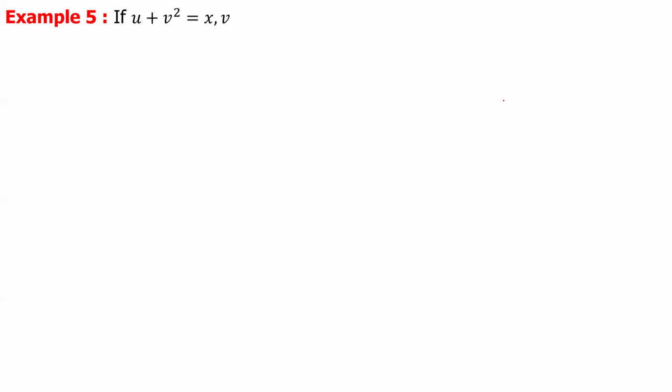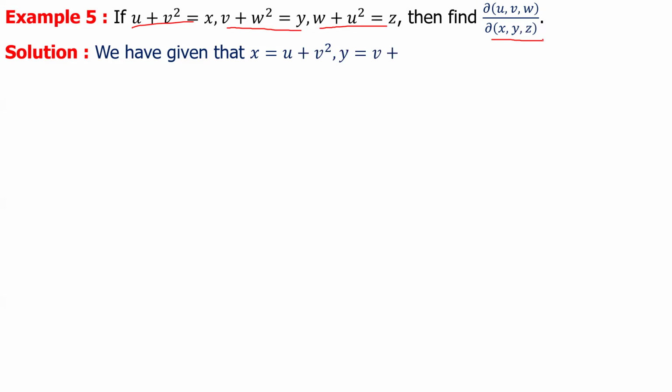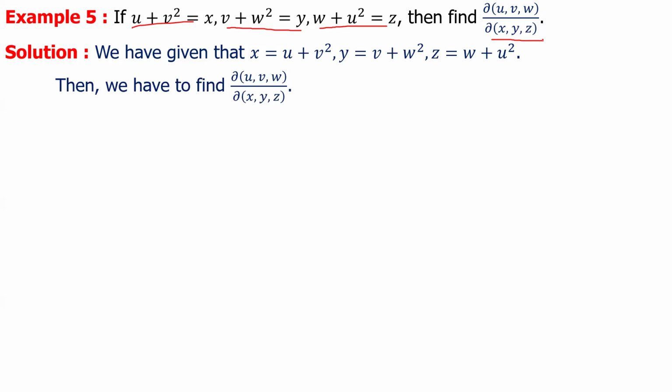Here we have a question. If u plus v squared equals x, v plus w squared equals y, w plus u squared equals z, then find the Jacobian of u, v, w with respect to x, y, z. We have given that x equals u plus v squared, y is equal to v plus w squared, and z is equal to w plus u squared. Then we have to find the Jacobian of u, v, w with respect to x, y, z.